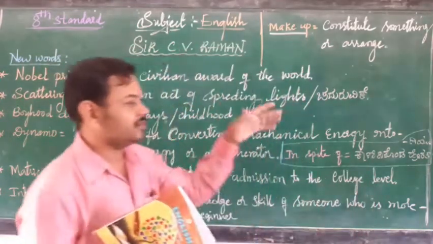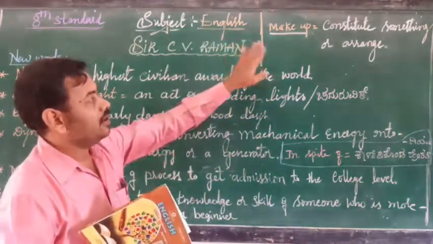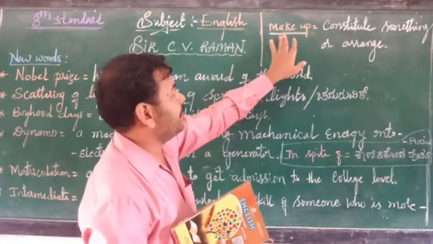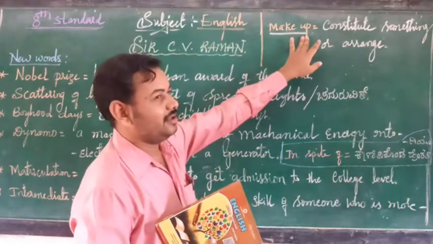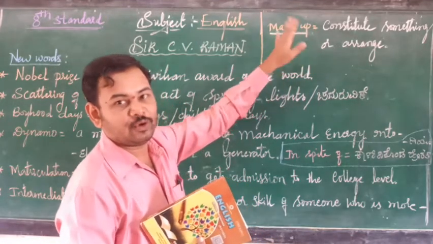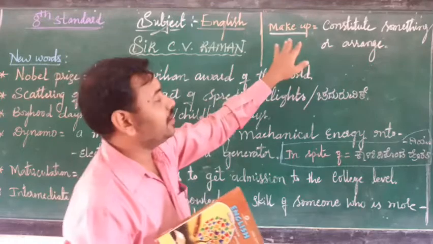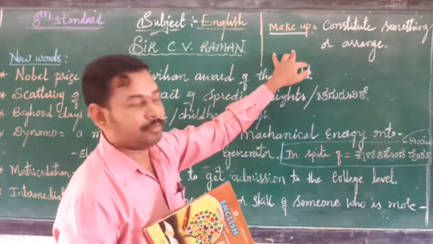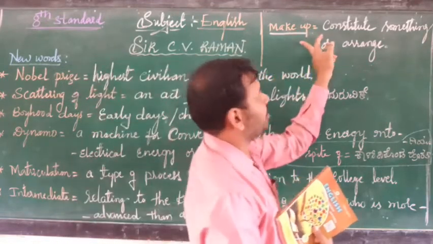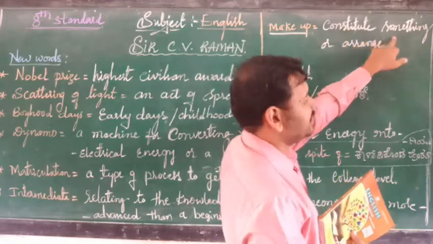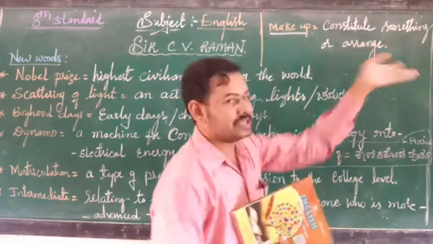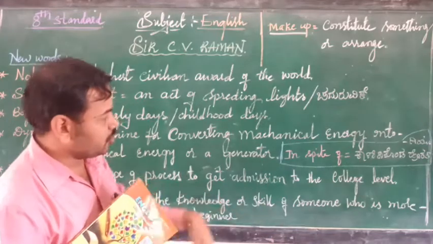One more word is there. It is not a word, actually it is a phrasal verb. Make up. Make up, it is in the present. When we go to past tense, it becomes made up. Got it? What is meant by make up? It is nothing but to constitute something or to arrange something. Got it?